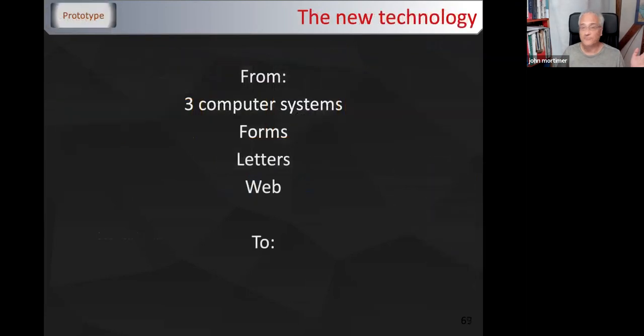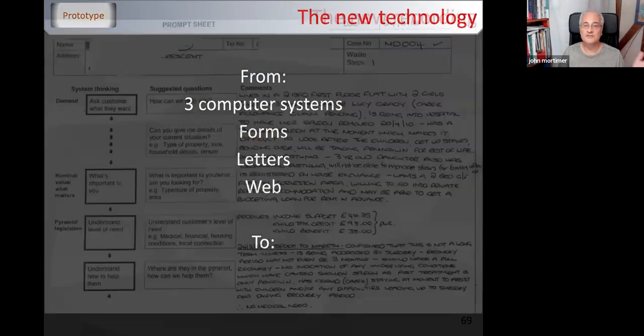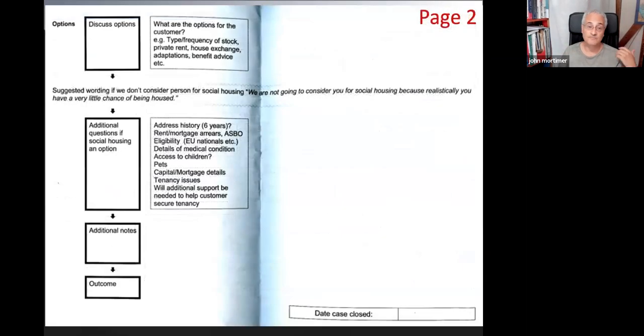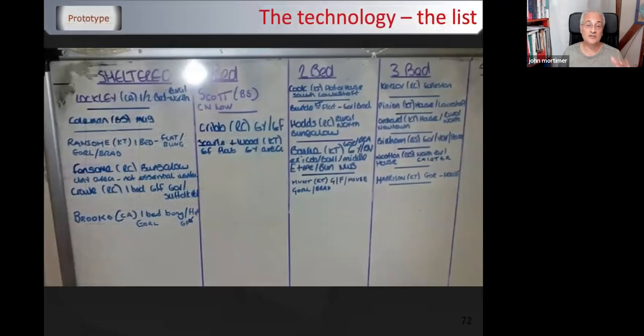So we moved from, how are we doing for time? Right. We moved from 3 computer systems, forms, letters, the web, to this. So when we started in the prototype, this was a real sheet. On the left-hand side, you got the flow. On the right-hand side, you got what is recorded. And that's the second side of the same paper. So a 2-sided printed sheet. And the waiting list, the technology waiting list, started off as a whiteboard, and there it is.